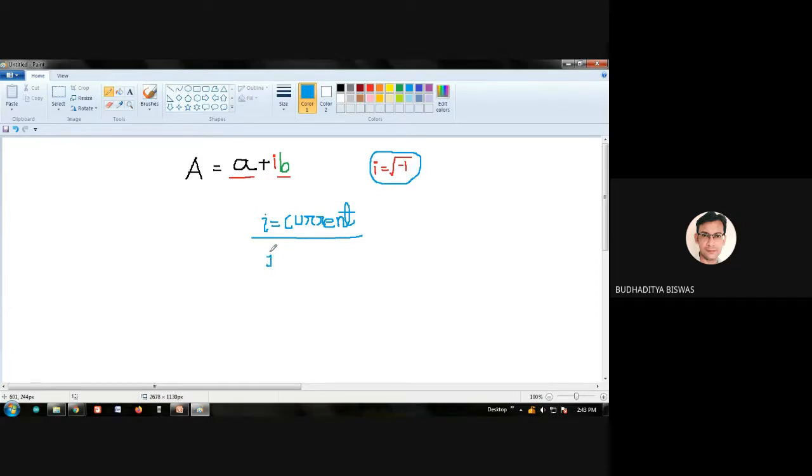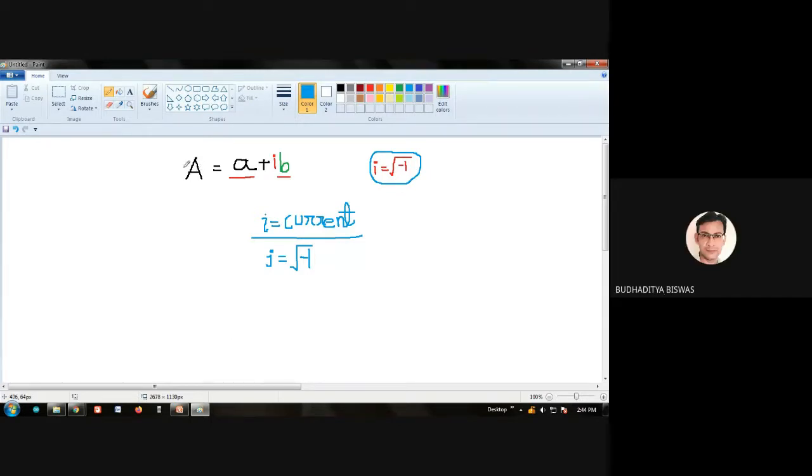Now you understand what is the meaning of j? So j and i are both exactly the same, but as the notation i is already reserved for the current in electrical engineering, that's why here we use the term j. Otherwise, the value is exactly the same. j is nothing but the root under minus 1. Got it? Okay.